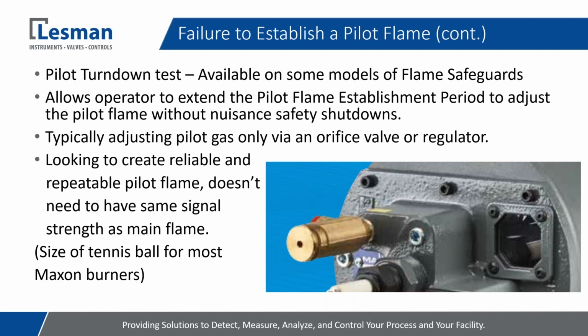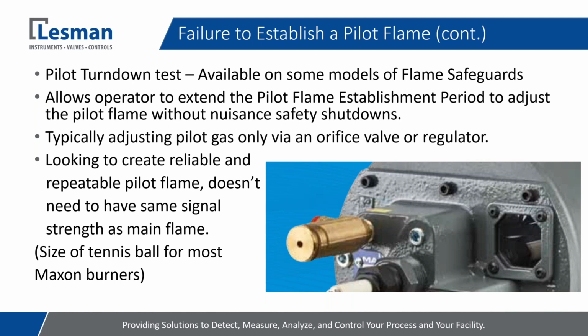As soon as you get into that pilot flame establishment period, you flip that switch, and then it will indicate on the display or through the LEDs that it's holding you here for a certain period of time to allow you to get your gas adjustment. So you can take advantage of that time and make your pilot gas adjustment so that you can, number one, visually see the flame, and number two, make sure that flame is being detected back at the scanner, or back at the flame safeguard, by means of the flame strength indication.